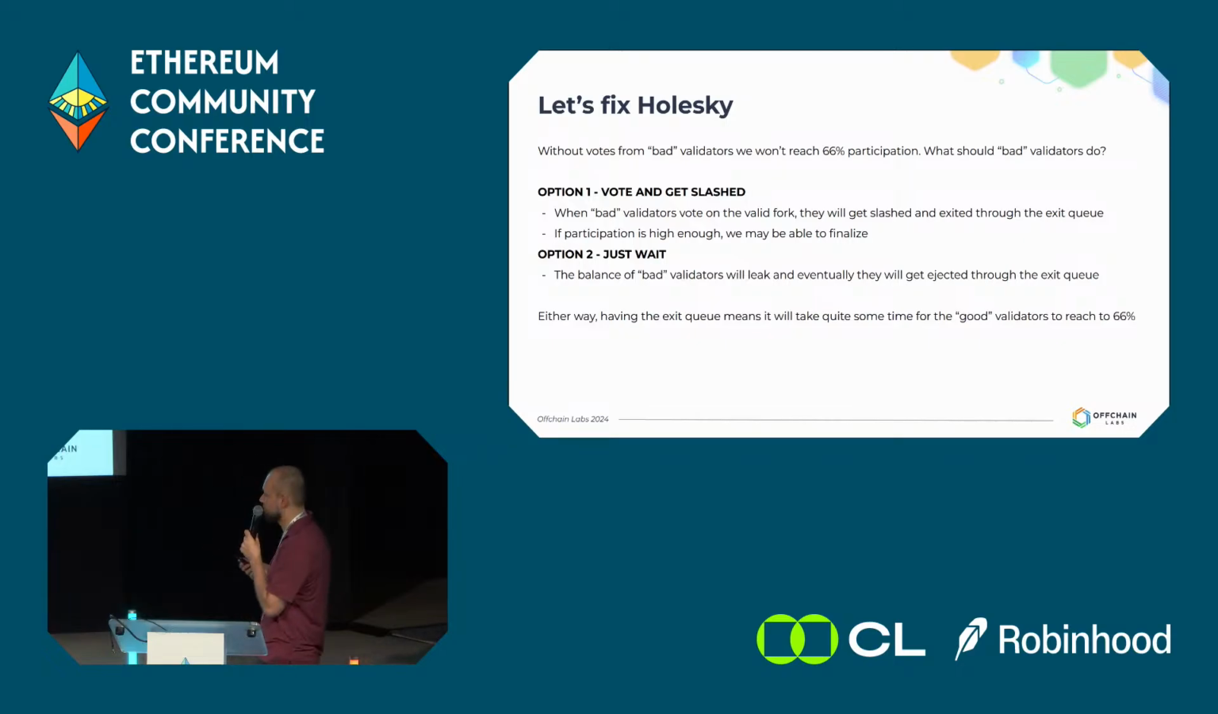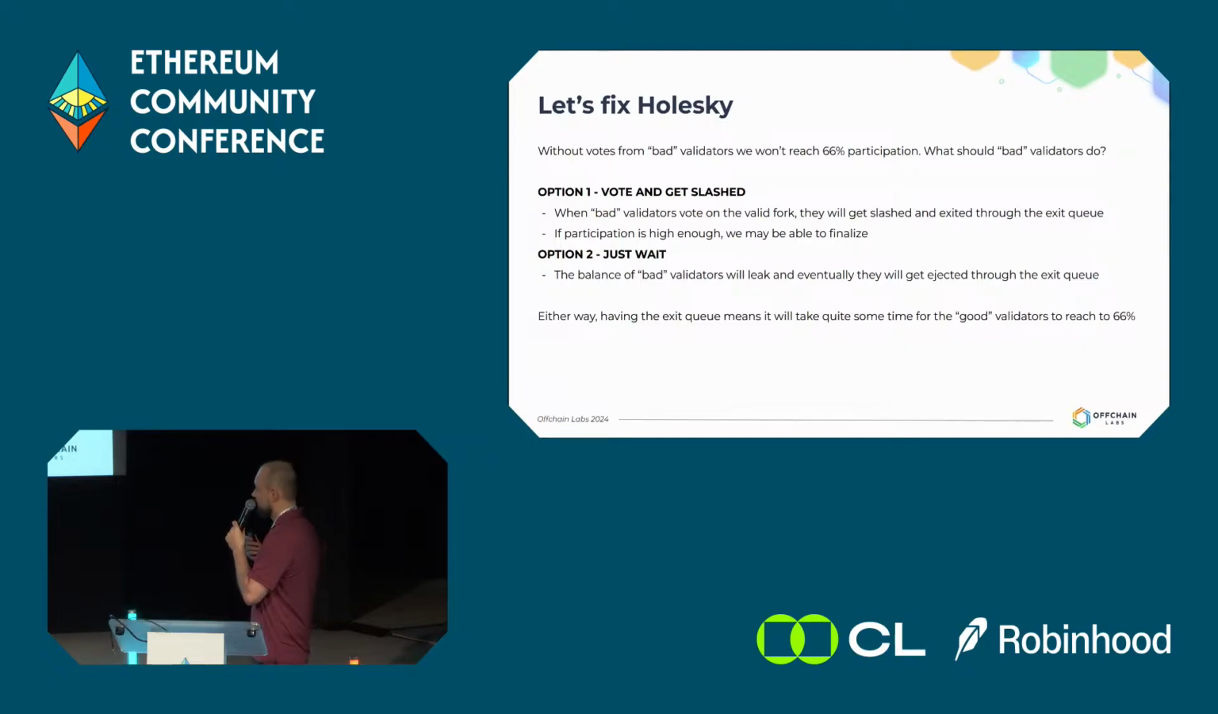This is a much bigger issue, right? Because these bad validators that voted on the bad fork are more than 2/3, that means that we can't reach 66% of participation without them, and we can't justify or finalize the valid fork so that Holesky can restore. And there are basically two options that we can consider. First option is we make all of them get slashed at once. So we kind of coordinate a mass slashing event.